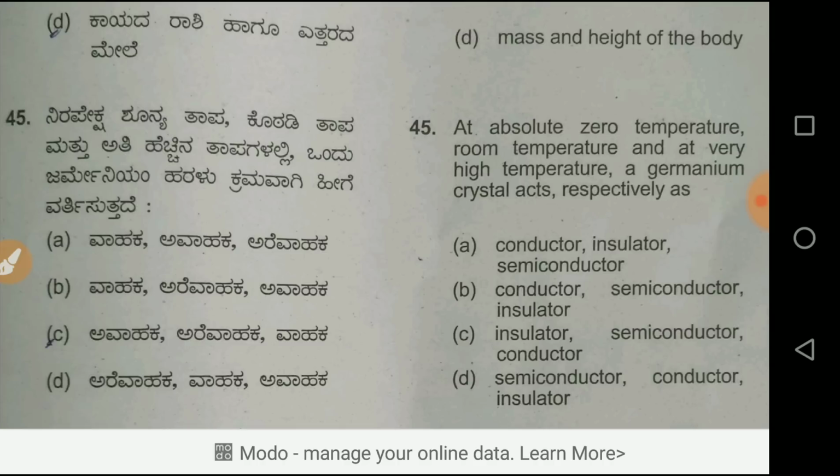When we apply temperature, pressure, light, heat energy, etc. to the semiconductor, say germanium or silicon, it breaks the covalent bonds. As a result, there is a free movement of electrons from one point to another. As a result, current flows through it. Therefore, it behaves like a conductor at very high temperature. Therefore, the right answer is insulator, semiconductor and conductor. Option C is the right answer.